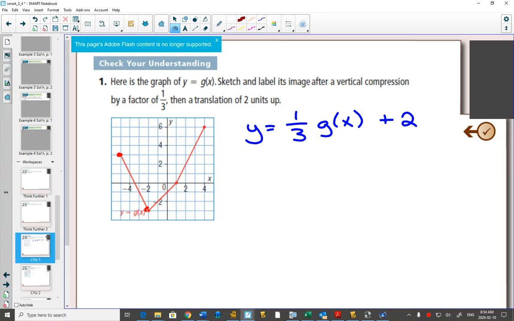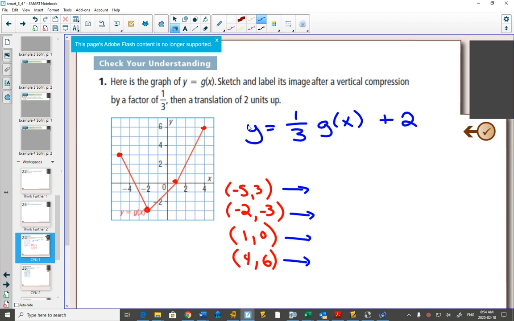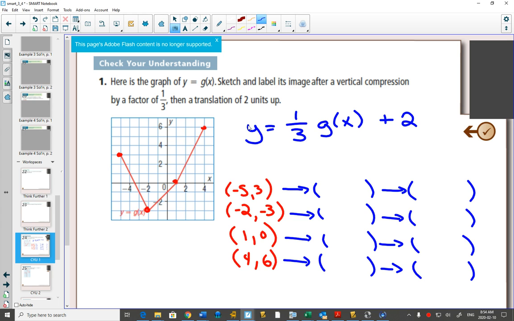Then here we have 4 key points. We've got (-5, 3), (-2, -3), (1, 0), and (4, 6) on our original graph. And even though we have only 2 things to do, we're going to set it up so that we do our stretches first and our translations second.